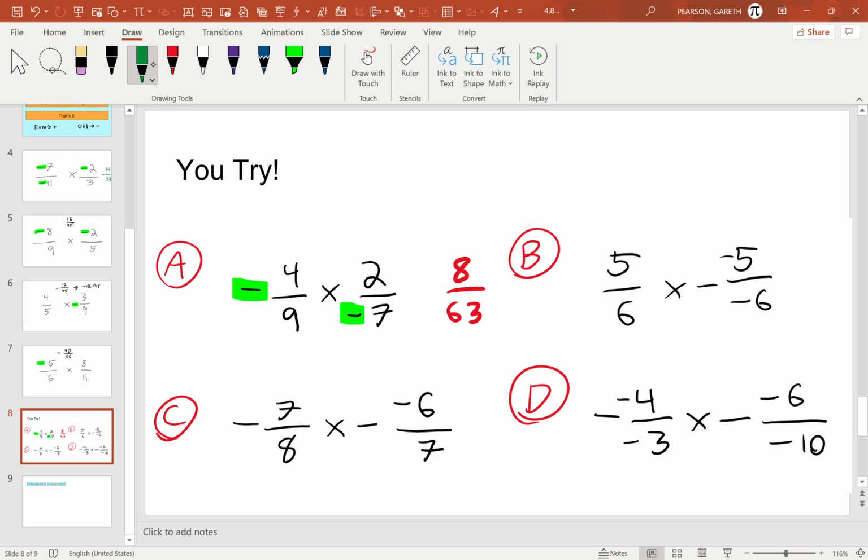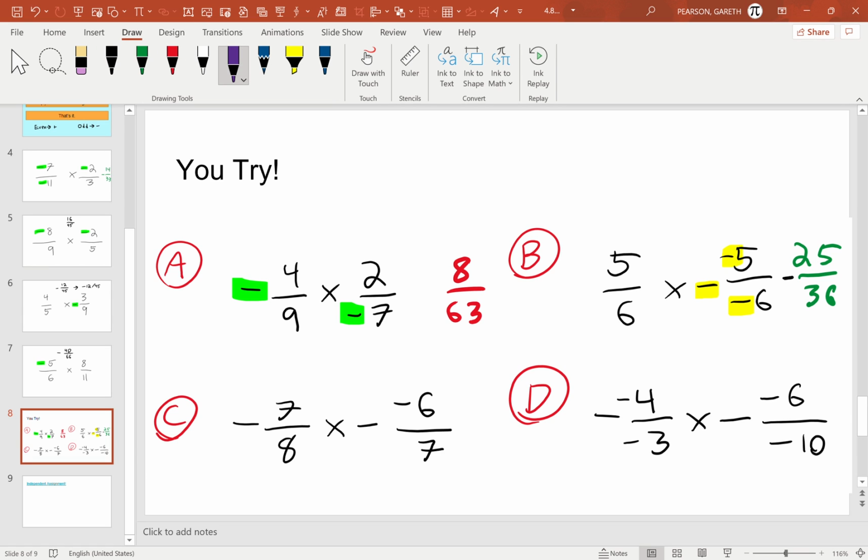Okay, next one. On to B. 5 times 5 is 25. And then 6 times 6 is 36. Now let me count all those negative signs. So I have 1, 2, 3 negative signs. No matter where they are, I count them. 3 is an odd number, so my answer will be negative. Negative 25 over 36.